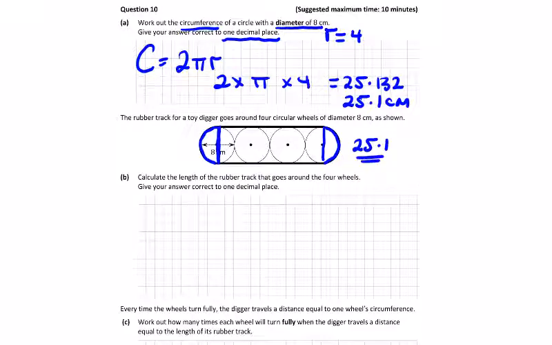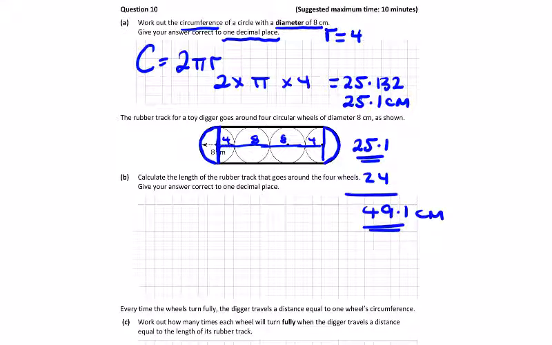It's the same circle. And then what's left in between? Well, 4 here, 8, 8, and 4. So that's going to be 4, 8, 8, and 4, which is 24. 16 and 8, just check. So 49.1 is the length of the rubber track. That's what they're looking for you to do here. Correct to 1 decimal place we have.